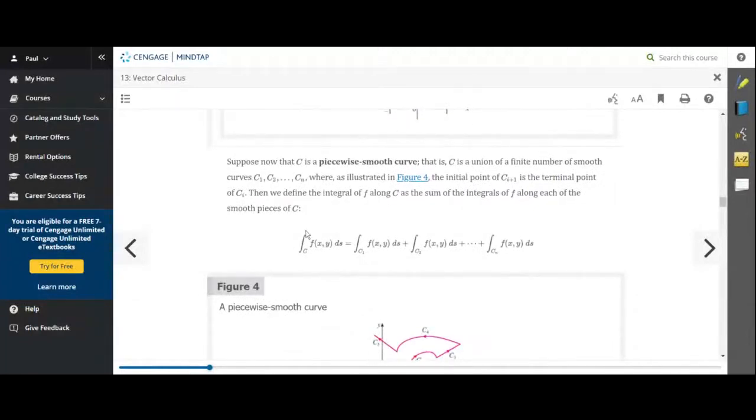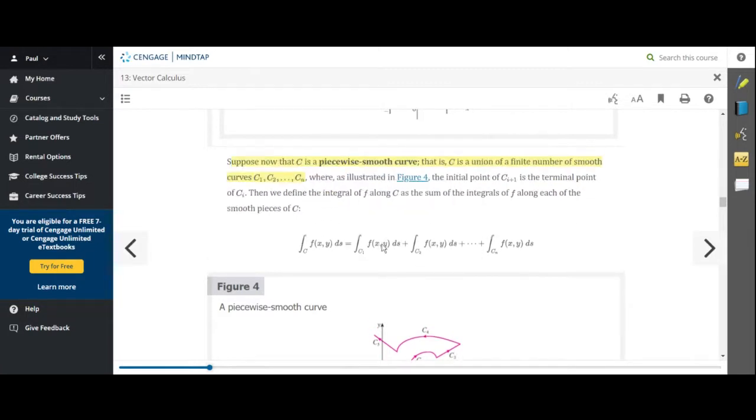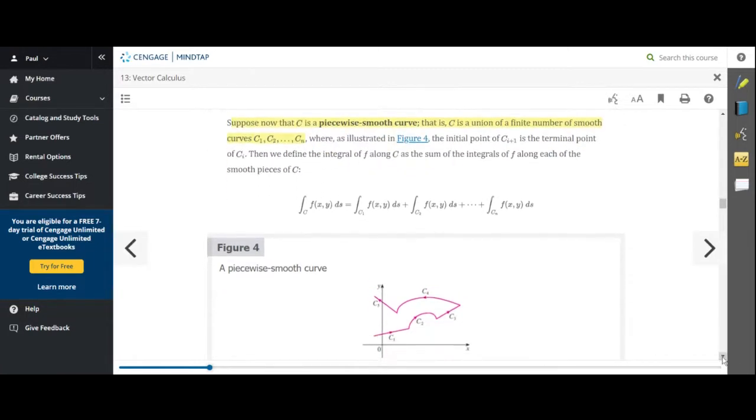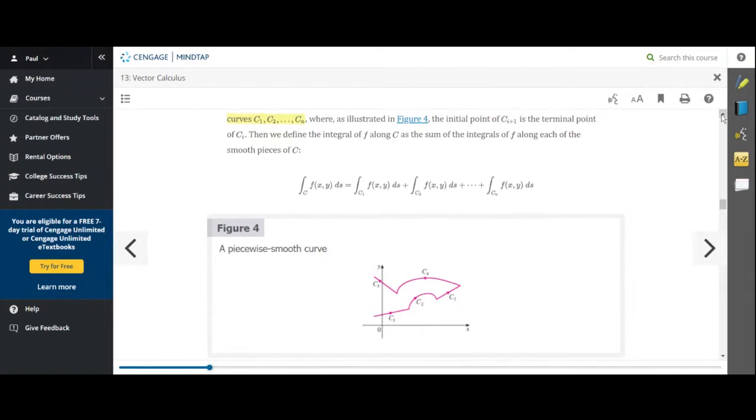Okay, so all right, you can have a curve C that consists of the sum of curves. You can have a piecewise smooth curve, like here they show in figure 4. That's the sum of, in this case, 4 curves. So the line integral of a function along a curve C would be the sum of the line integrals along each of the smooth pieces of C.